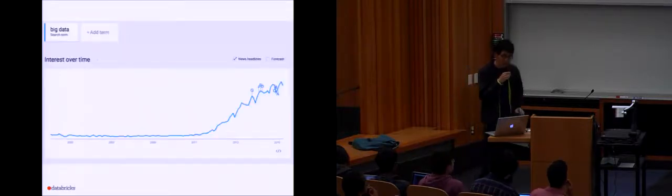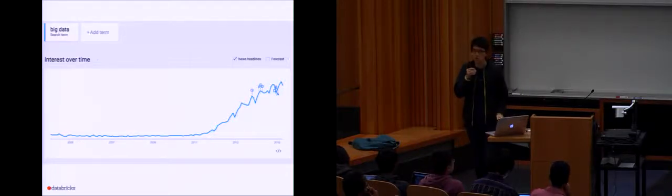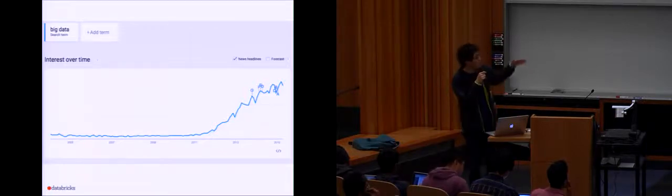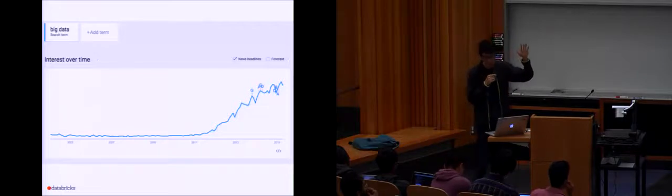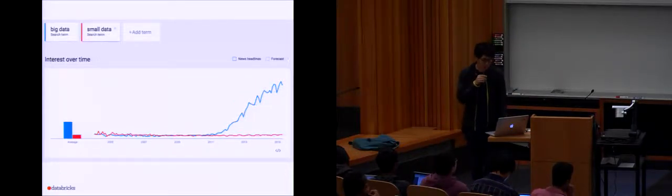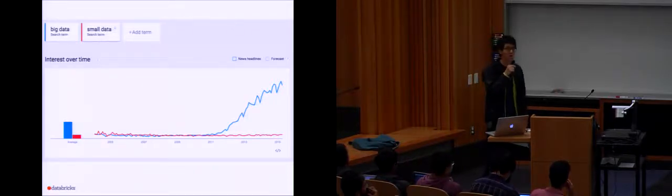As I was preparing slides, I went to Google and looked at Google Trends for big data. Big data is basically taking off, and there's a lot of hype. You can see almost a hockey stick growth up until maybe 2014, and then it starts to taper off a little. One funny thing was that I contrasted it with small data. Before 2011, people cared about small data as much as big data, but now everybody is talking about big data.